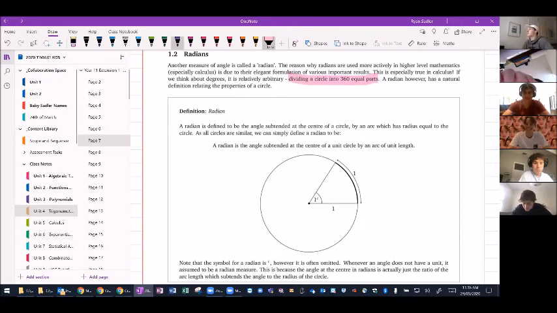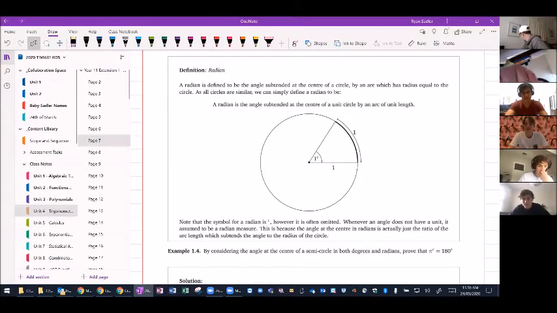Radian, however, is an actual measurement of curvature. It's an actual rotation. And here's how we get it. We define it like this: the definition of a radian. So this is 1 radian. A radian is defined to be the angle subtended at the center of a circle, where subtended just means created here, by an arc which has a length equal to the radius of the circle.